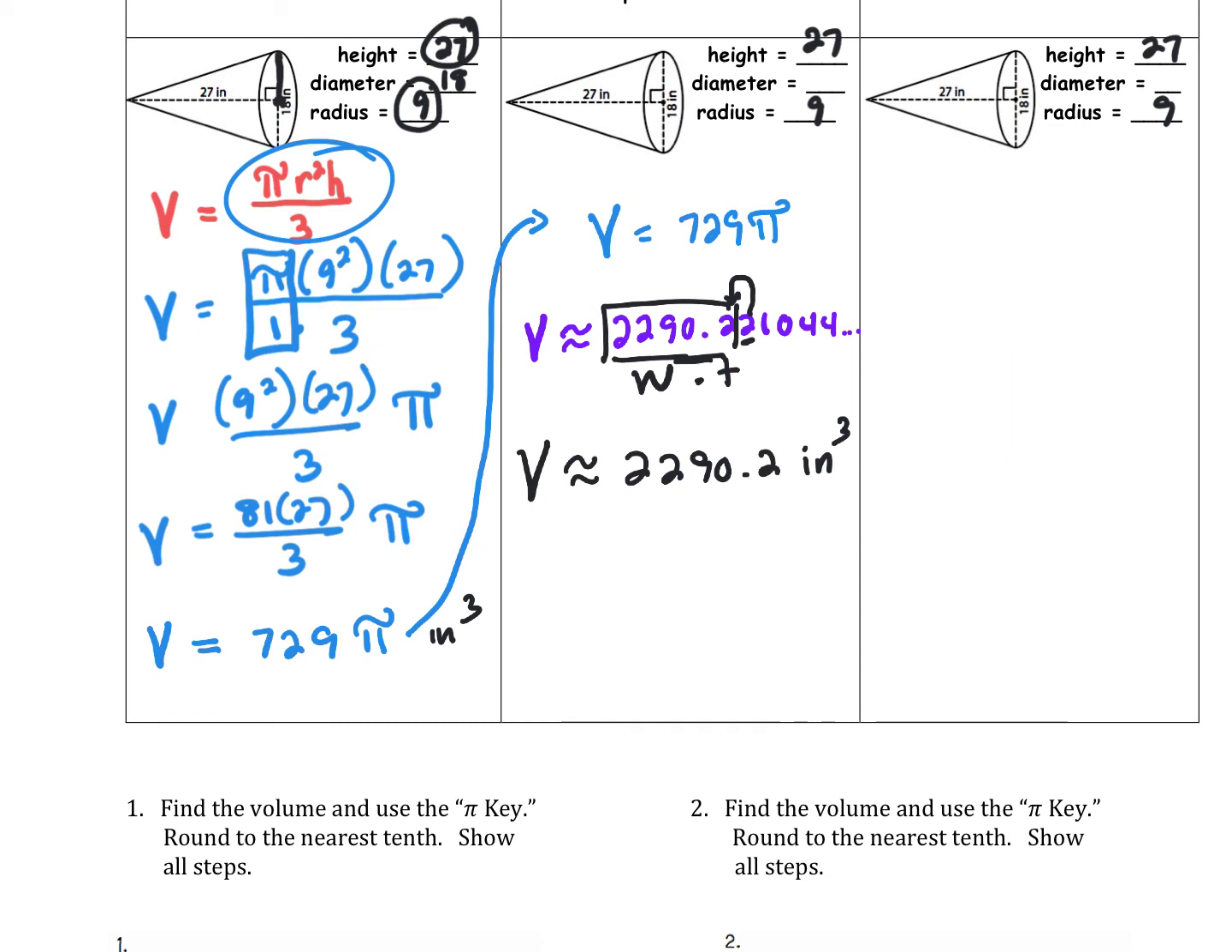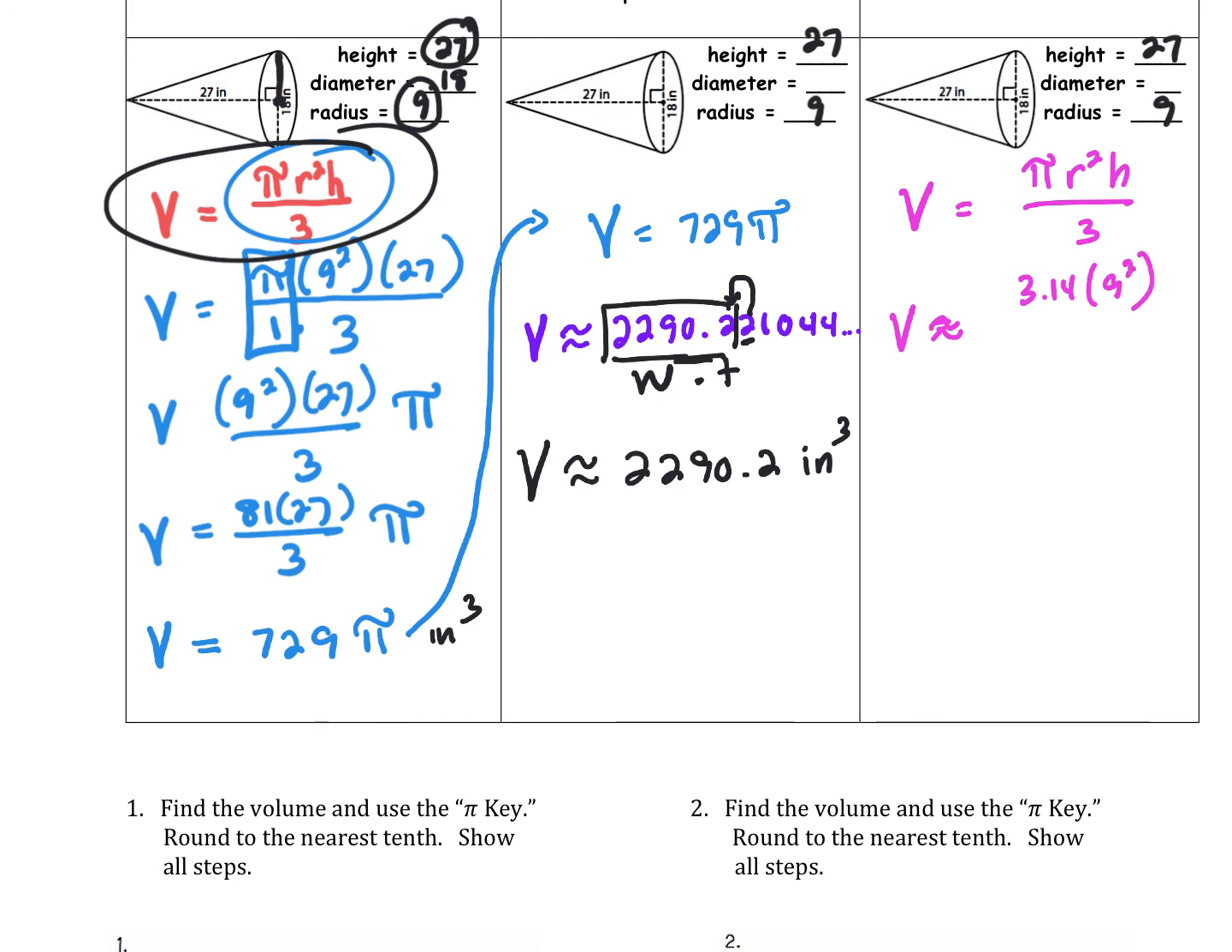All right, so last one we're going to do together. This time we have permission to substitute 3.14. So we're going to start with this formula again. We're going to write the formula. So volume equals pi r squared h divided by 3. But this time, where pi is, we get to replace it with 3.14. We're going to replace the radius with 9, and we square it, and replacing the height with 27, all divided by 3.